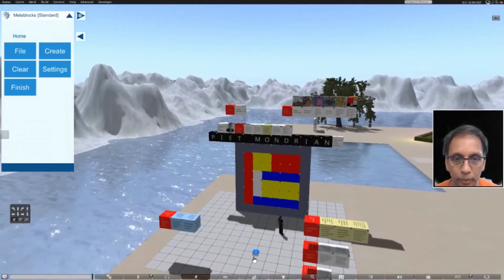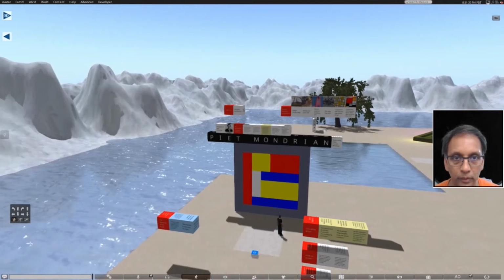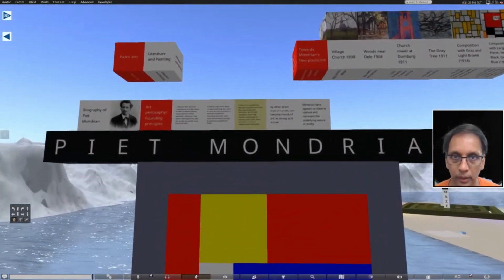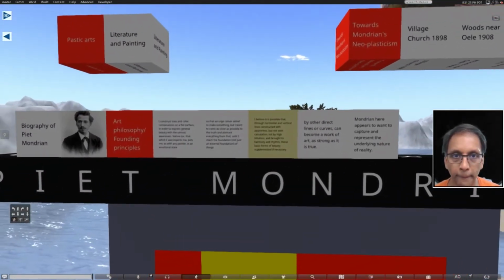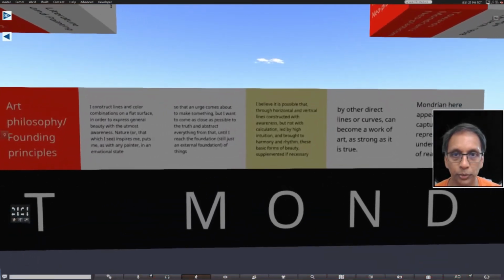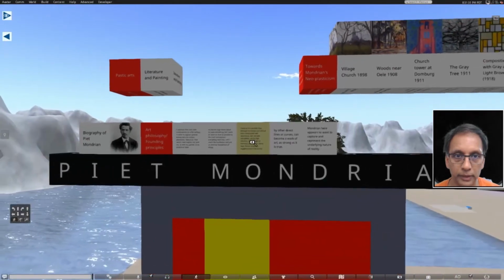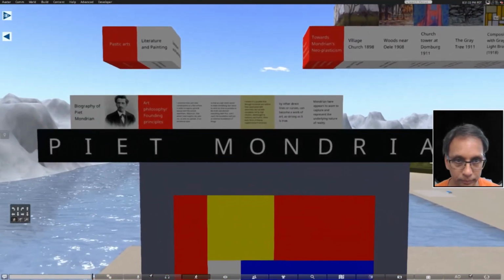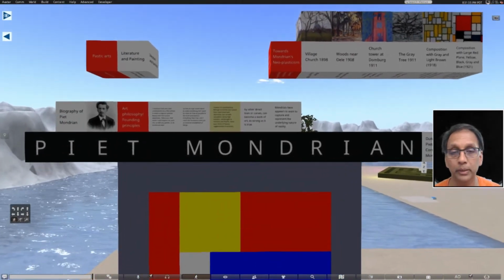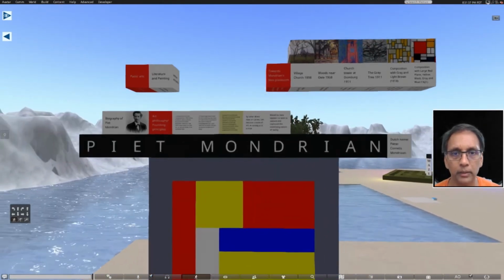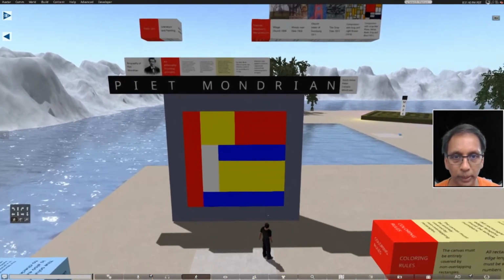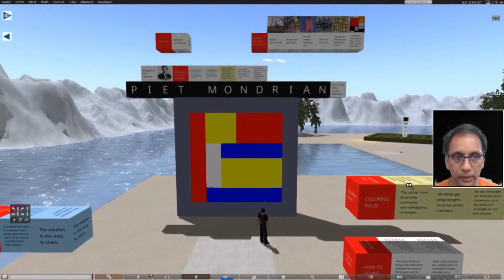Okay, so if you remember, in the clip, I was zooming in on different parts of this 3D, let's call it exhibit, and I was able to explain what each part means.